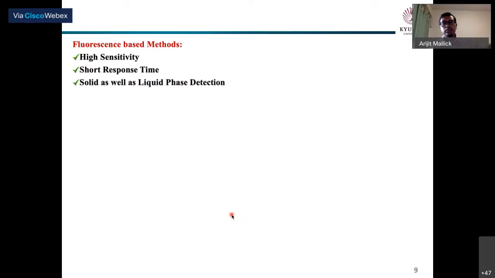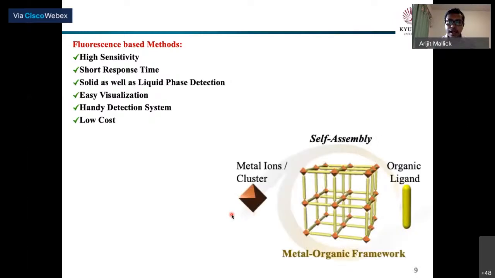There are several other methods, like NMR and other techniques, but there is some advantage of the fluorescence-based method. It has high sensitivity, short response time, and we can do solid as well as liquid phase detection, and the visualization is very easy, and the system is very easy to handle, and it is also low cost.